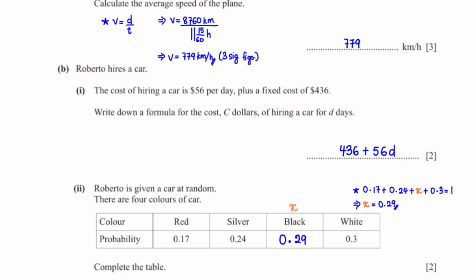Roberto is given a car at random. There are 4 colors of car. Complete the table. Let's represent the unknown probability with X. We know that the sum of all the probabilities in the probability distribution should be equal to 1. So we have 0.17 plus 0.24 plus X plus 0.3 equals 1. When we make X the subject, we get X equals 0.29.